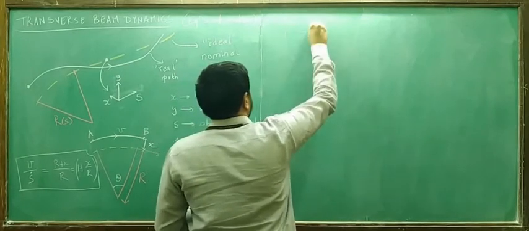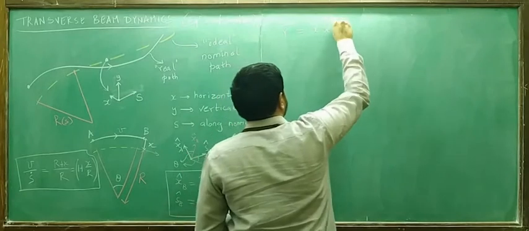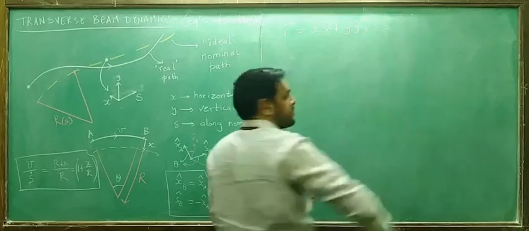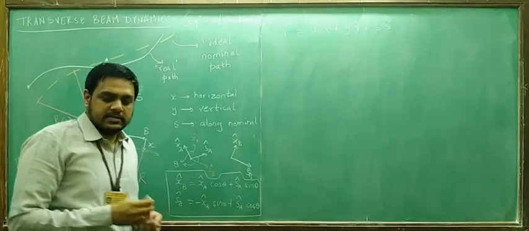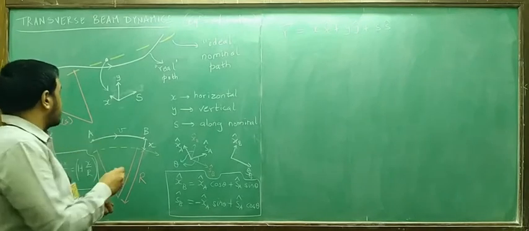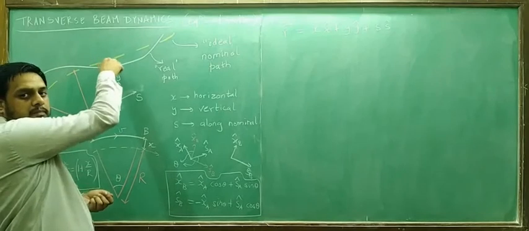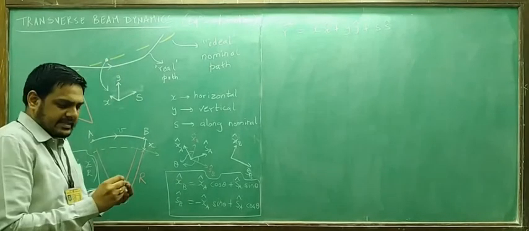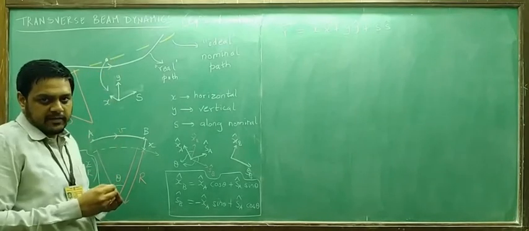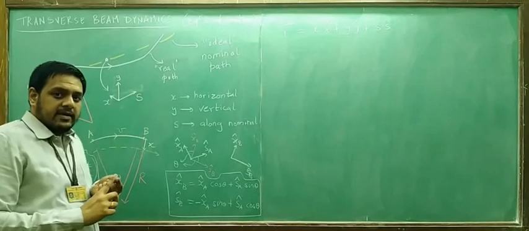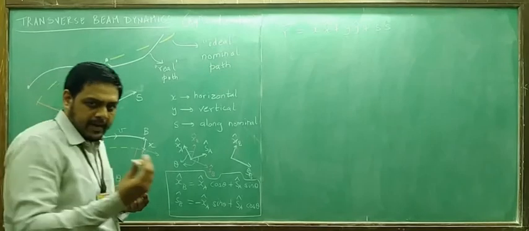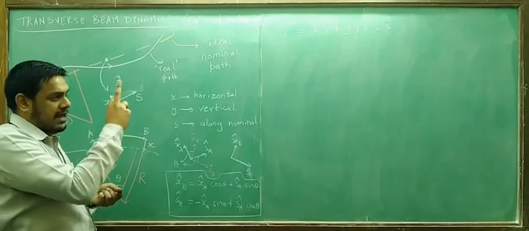r bar will be nothing but x times x hat plus y times y hat plus s times s hat, where r bar means the position vector of the actual particle compared to the corresponding position along the nominal trajectory. x is the displacement from the nominal trajectory, y is the displacement in the vertical direction from the nominal trajectory, and s is actually supposed to be 0, but the particle could be a little behind or ahead. So right now we will retain s.